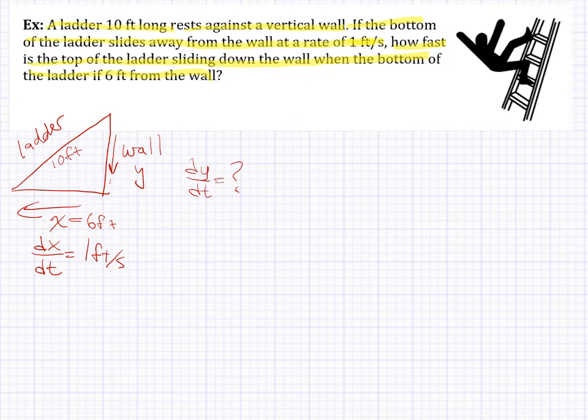Now, if we look at this, this would have to be a Pythagorean theorem problem, because we know that x squared plus y squared equals, let's say, the ladder squared, right? But we know that the ladder is always 10 feet. So actually this isn't going to be a variable here. The ladder's length is going to stay the same, so this would be 10 feet squared. Okay? So there's the equation we have to work with.